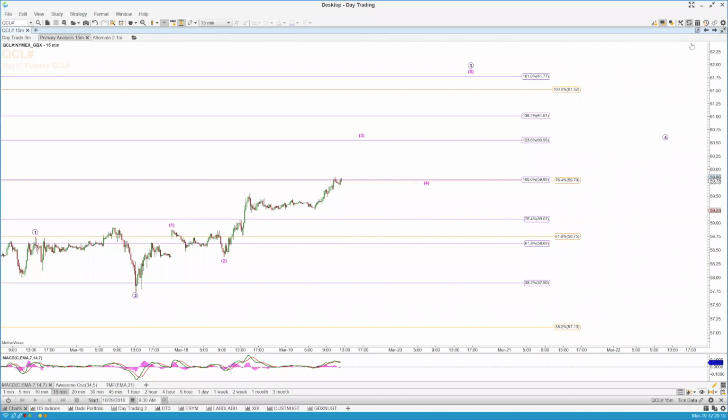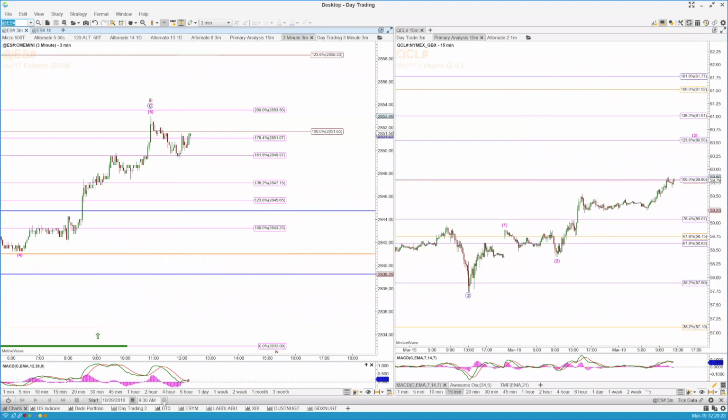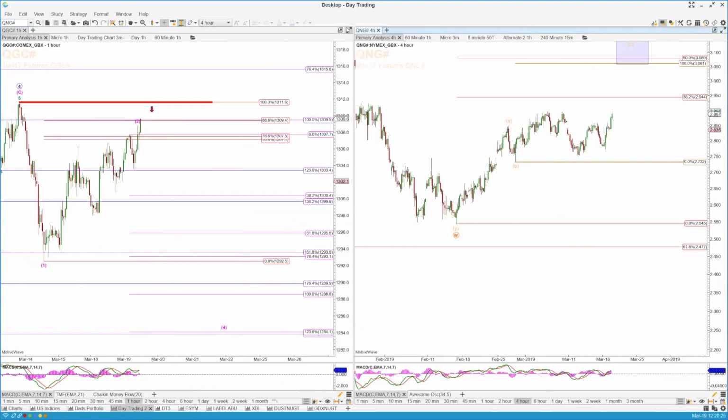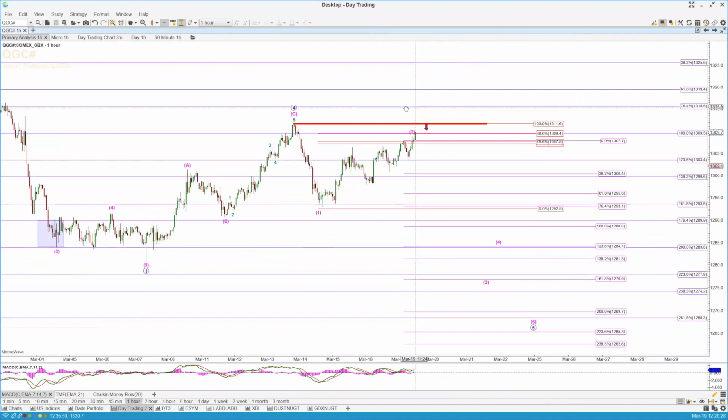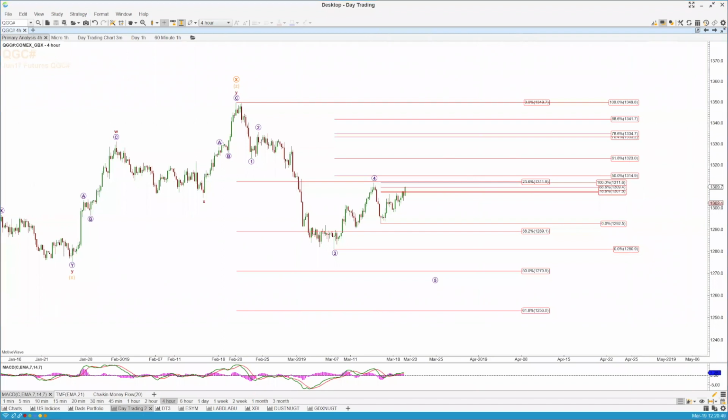Okay, so let's now come over and look at, not GS again, sorry, GC this morning. And GC is starting to push up a little stronger and a little higher than I would have liked here. We're right at the 887 retrace of this leg down. So if we are going to get a 1, 2, 3, 4, 5 here, then it needs to turn down below 1311.6.